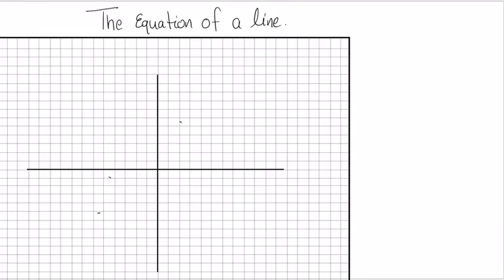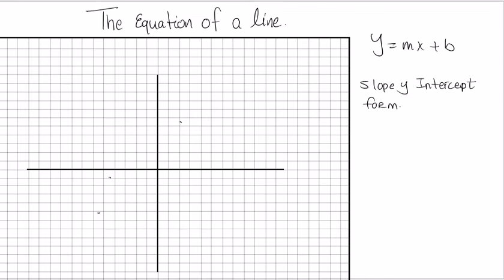In this video, we are going to learn how to graph an equation that is written in this form: y equals mx plus b. This is called the slope y-intercept form of the equation of a line.